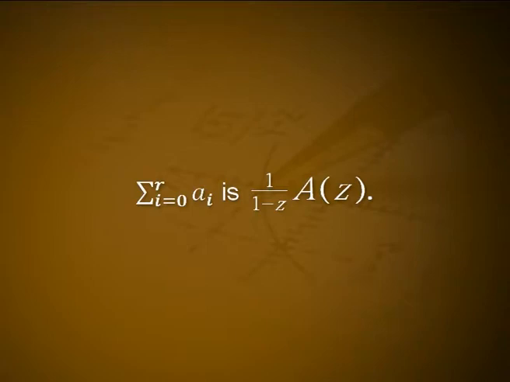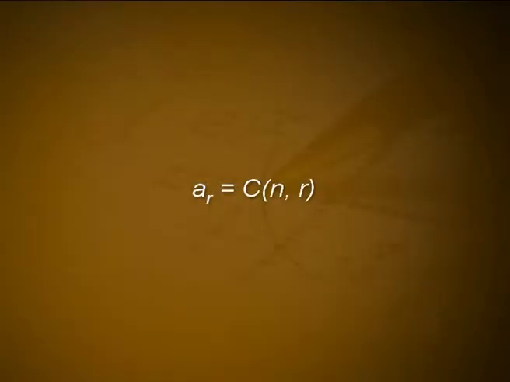If A of z is the generating function for A, then the generating function for the accumulated sum, summation i equal to 0 to r a i, is 1 by 1 minus z into A of z. Consider the numeric function A such that a r is equal to C of n, r for some fixed n.